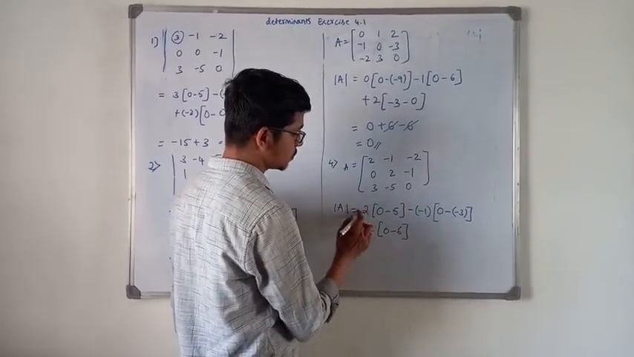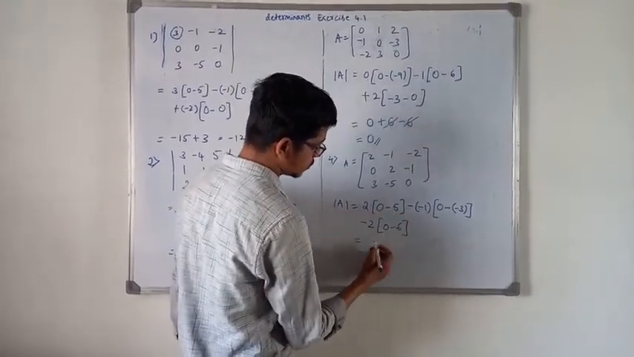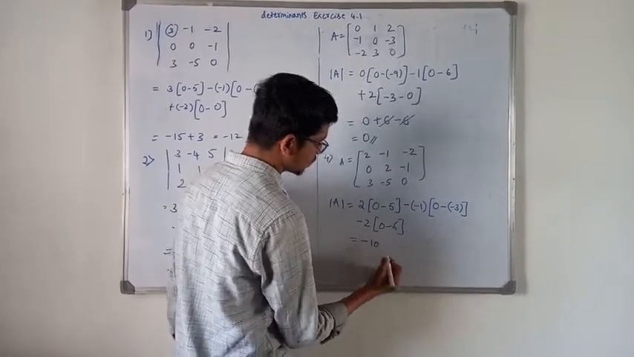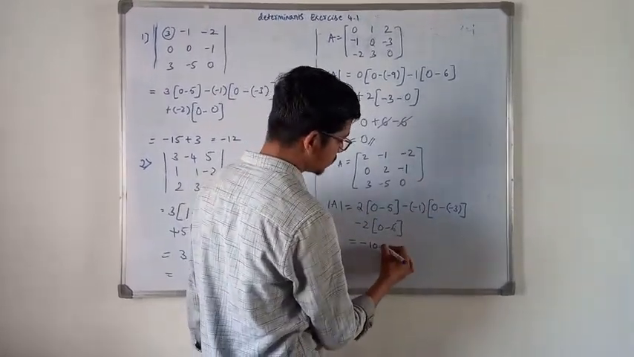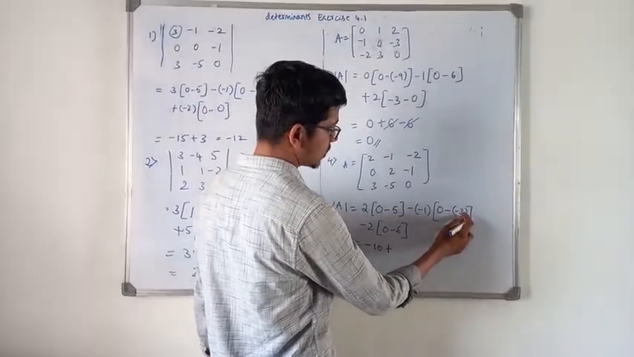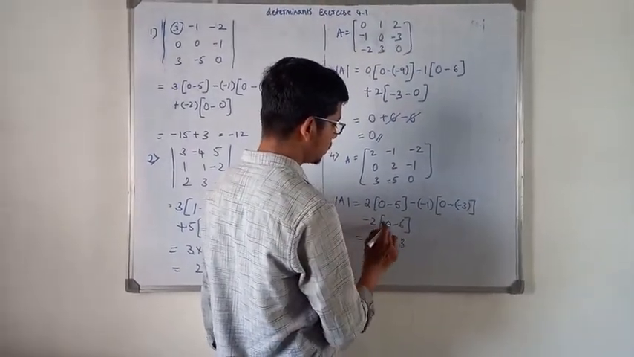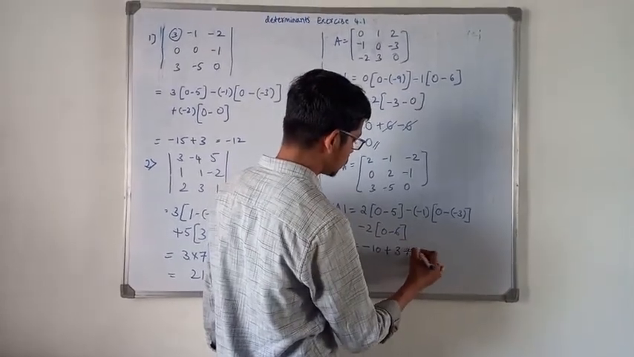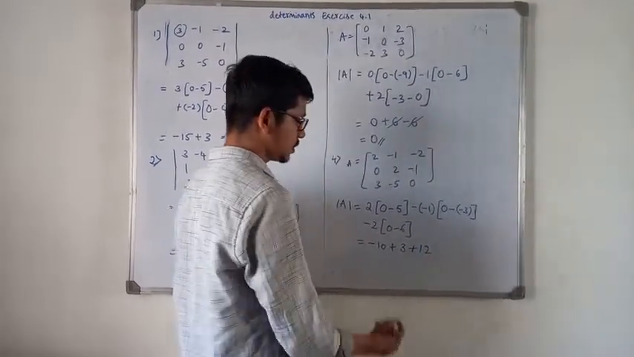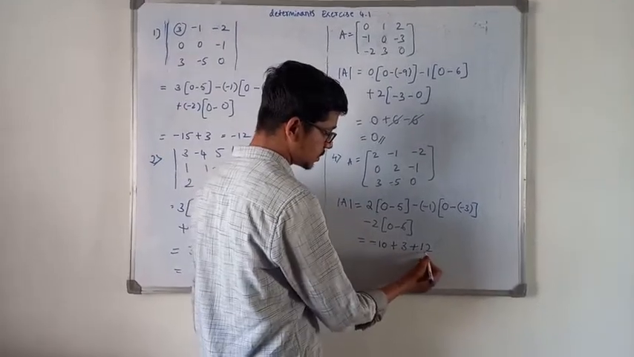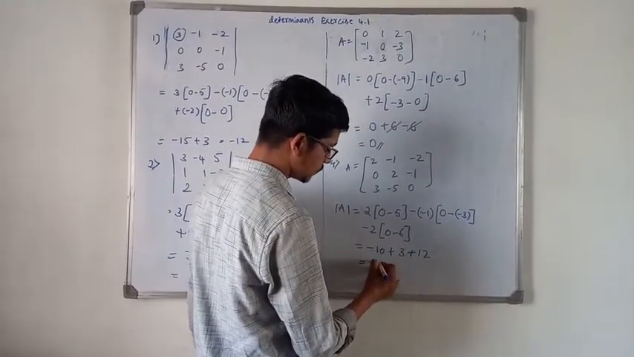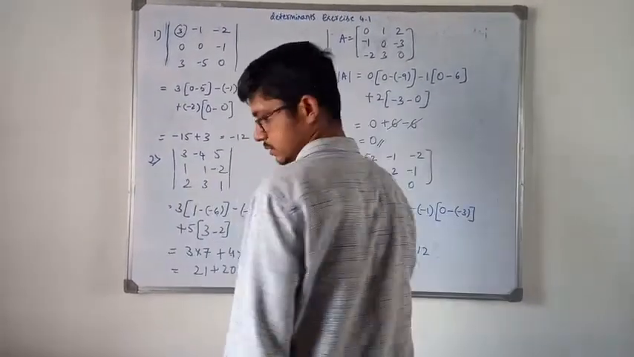This is equal to 2 into minus 5, which is minus 10. Minus into minus is plus, so 3 into 1 is 3. Minus 2 into minus 6 is plus 12. This is equal to minus 10 plus 12, which is 2. 2 plus 3 is equal to 5. 5 is your answer.